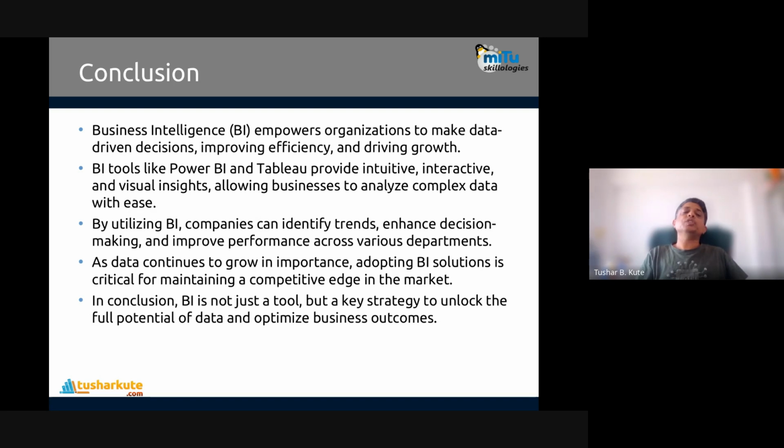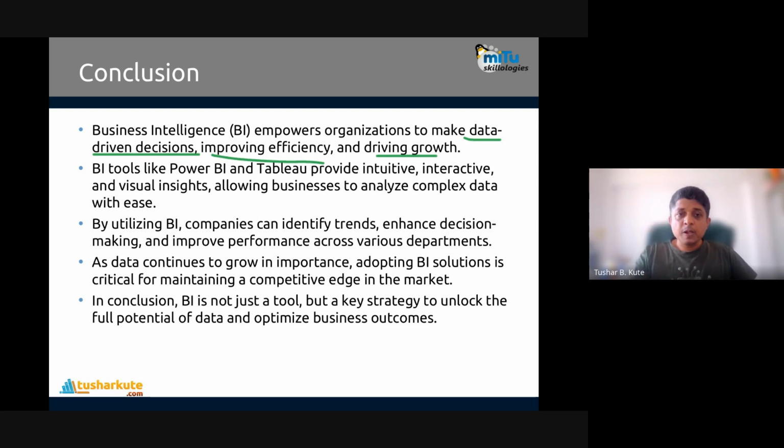Let's come to the conclusion of whatever we have learned in this first part of the session. First, BI empowers organizations to make data-driven decisions, improving efficiency and driving growth. That's what we know. Data-driven decisions are the outcome of BI, with efficiency improvement and driving the growth of your company. Second, tools like Power BI and Tableau provide useful, intuitive, interactive visual insights, allowing businesses to analyze complex data with ease.